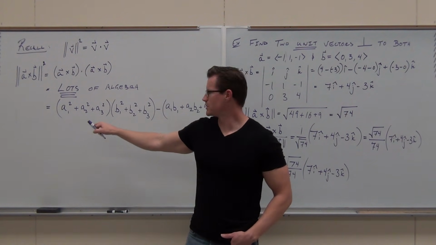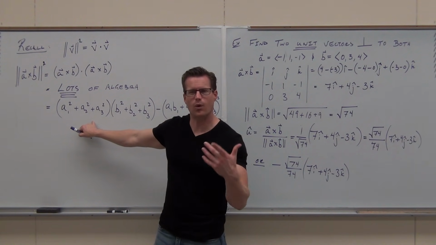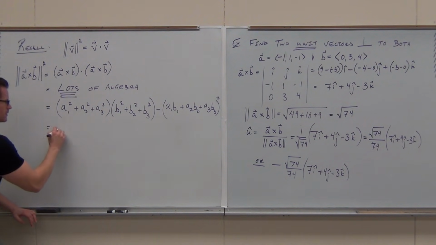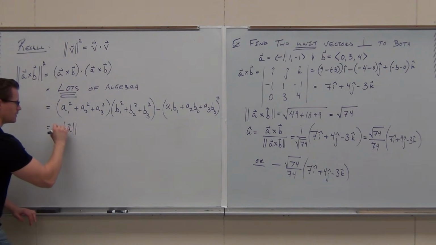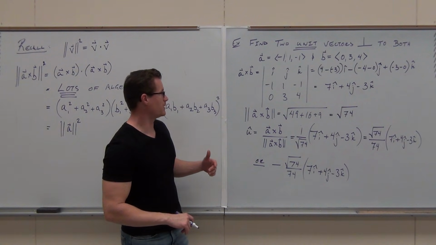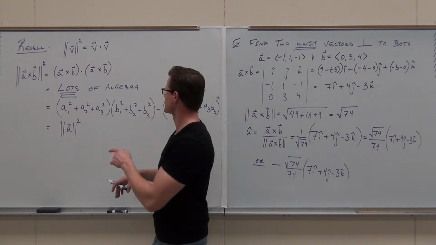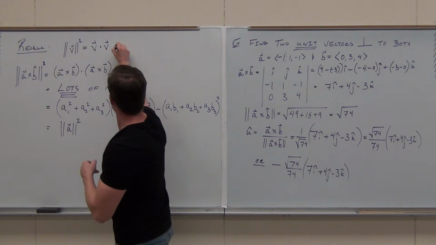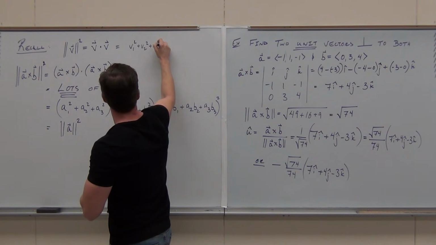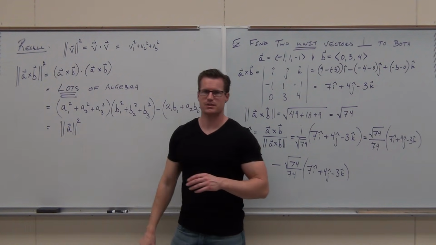In fact, what this should look like is the inside of a magnitude. Does it look like the inside of a magnitude? If it's the inside of a magnitude, that's the same thing as the magnitude squared. That's literally how we got that right there. That was one of those properties, and those are all equal. It was in a previous section. But that is the same thing as a magnitude squared.